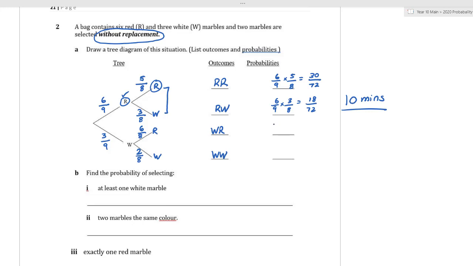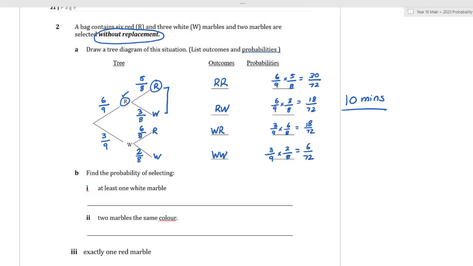And then the next one is 3 ninths times 6 eighths, which is the same, 18 out of 72. And remember, you have a calculator in your test as well, but you should be okay with those times tables, hopefully. If you have to put it into a calculator, it's going to take you some time. You could put it in correctly. So, of course, you do need to know your times tables.